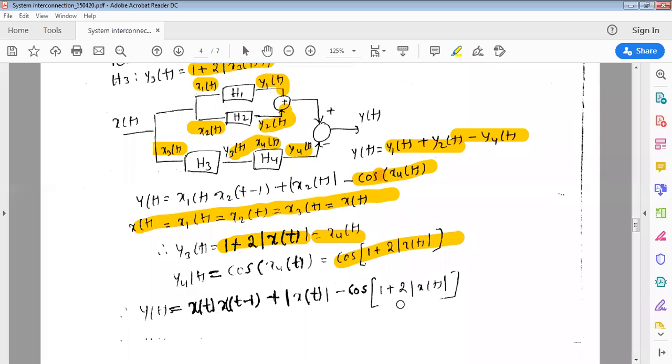Okay, replace x1 of t and x2 of t by x of t. Look at the input. x of t is feeding x3 of t, it is feeding x2 of t, and it is feeding x1 of t. All these three factors can be replaced by x of t. Hence, I got x of t here, x of t, and x of t minus 1; x of t I got because of this function. Any doubt?